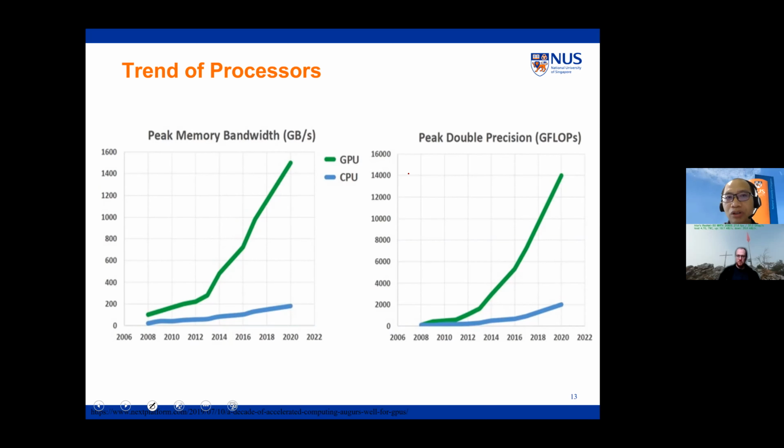If you look at them, this shows you the GPU. As you can see here, the bandwidth and the computation power of GPU is much higher than CPU. And more importantly, the growth rate is higher than the CPU also. There is a saying, Huang's Law, the so-called Huang's Law here. The GPU power grows faster than the CPU.